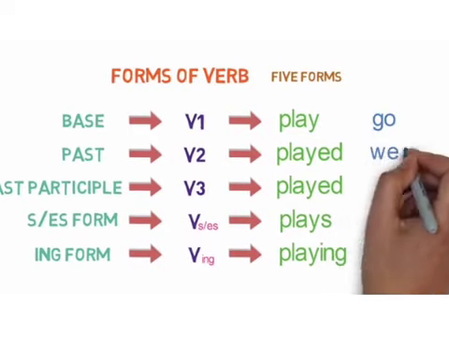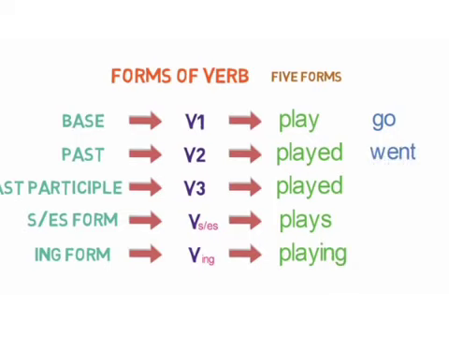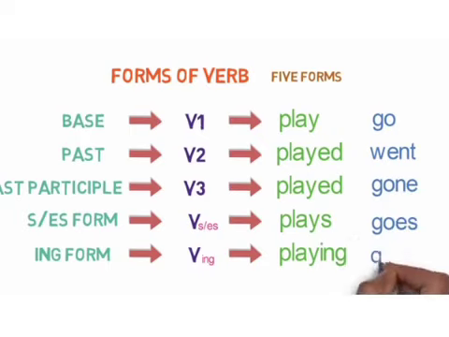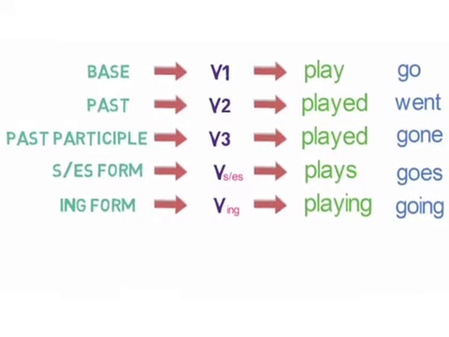Another example would be go: past tense went, past participle gone, for the present tense we use goes, and for continuous we use going, that is verb plus ing.